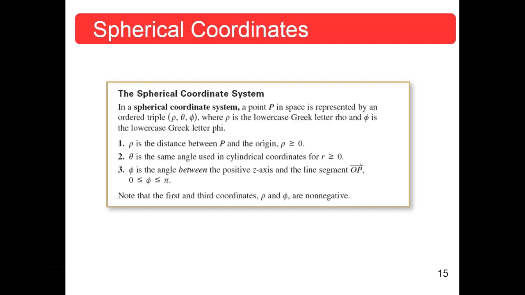And phi is the angle between the positive z-axis and the line segment OP. That's the line going from the origin to the point P in question. This is always between 0 and pi. Pi takes you all the way down to the South Pole, and you don't go any beyond that, so you don't have negative phis. You could have a negative theta, but phis are always non-negative and rhos are always non-negative. Notice that the first and third coordinates are non-negative. I say always positive, but they can be 0.